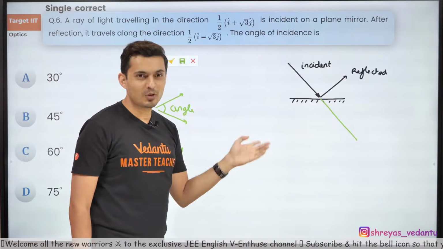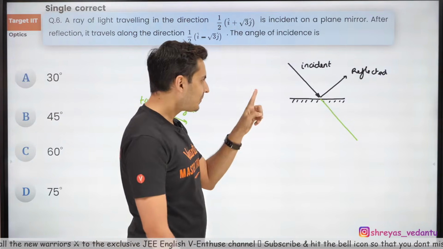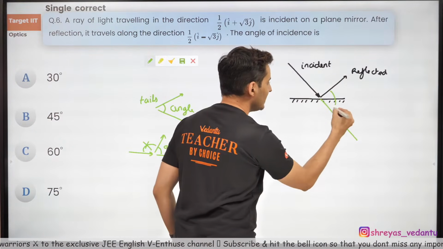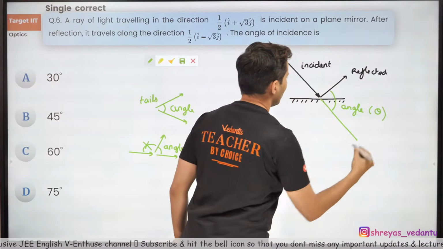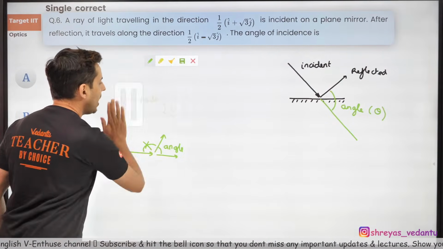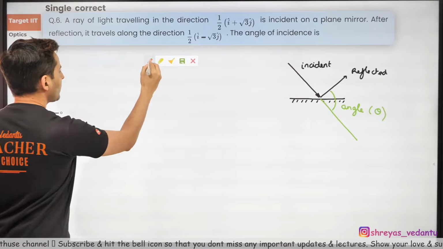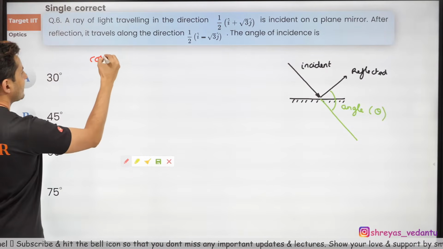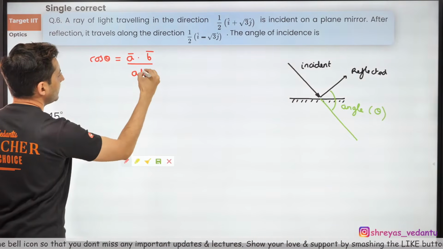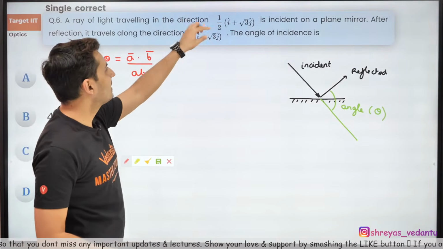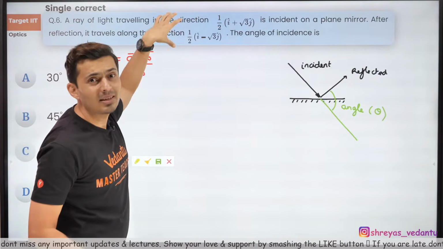Okay, people are already confused between B and C. Hold on. So this is the angle between the two rays. Let's say I just call it theta. How can I find out that theta? Use this formula: cos theta is A dot B divided by AB. Let me tell you one thing. This half has no significance.